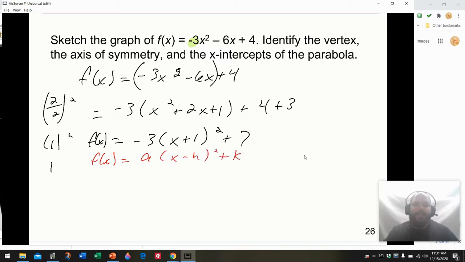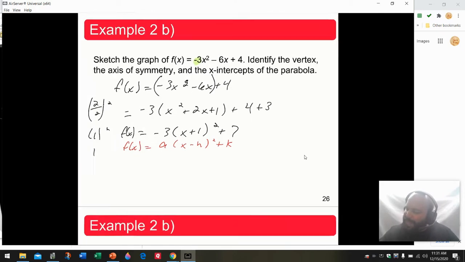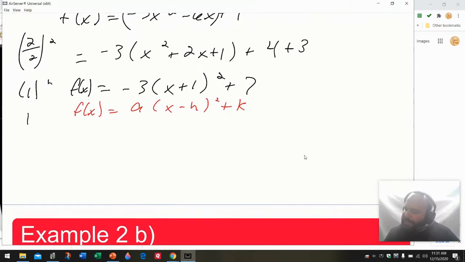So you can see how everything lines up. We do need to list the vertex, the axis of symmetry, and the x-intercepts. So we'll start with the vertex. The vertex is going to be h, k, which is going to be -1 and then 7. Yes, it's supposed to be negative. You got to think about what number we put in here.